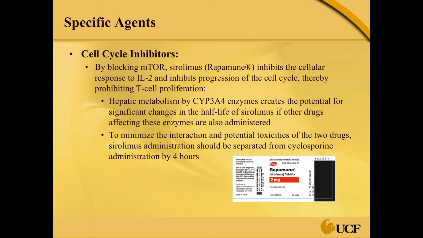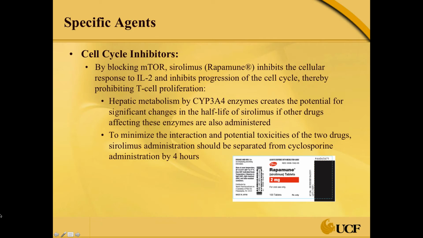So sirolimus or Rapamune, okay, this inhibits the cellular response to interleukin-2 and inhibits the progression of the cell cycle, thereby prohibiting T cell proliferation. Hepatic metabolism by the CYP3A4 enzyme creates the potential for significant changes in half-life of sirolimus if other drugs affecting the CYP3A4 are also administered. Remember that the 3A4 enzyme is also that grapefruit juice pathway.